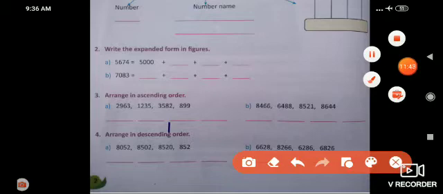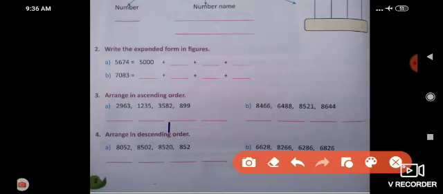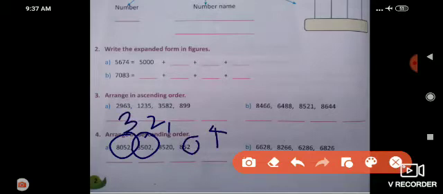Next you compare these 3 numbers, the rest of the 3 numbers. Right? Next smallest number is 8502. This is the next smallest number. Next smallest number is 8052, and next smallest number is 852. In descending order, we will get the numbers in decreasing order, right? In the ascending order, we will get the numbers in increasing order. Okay.